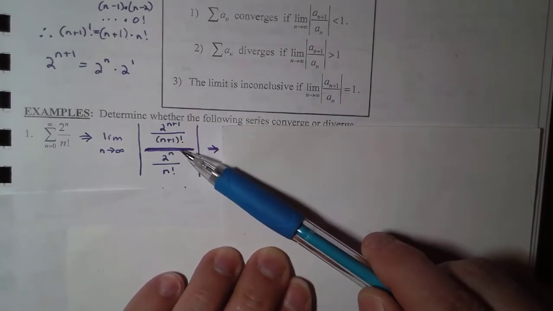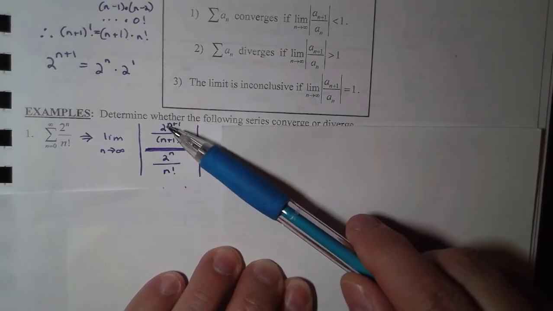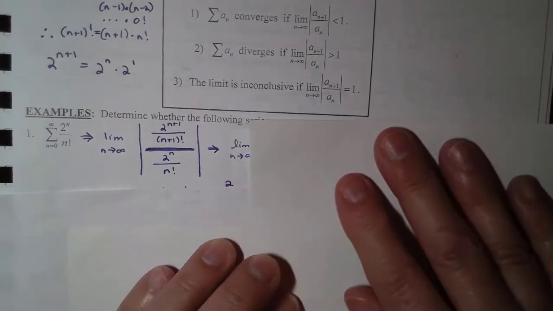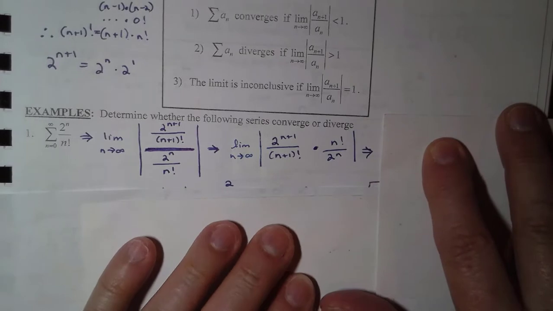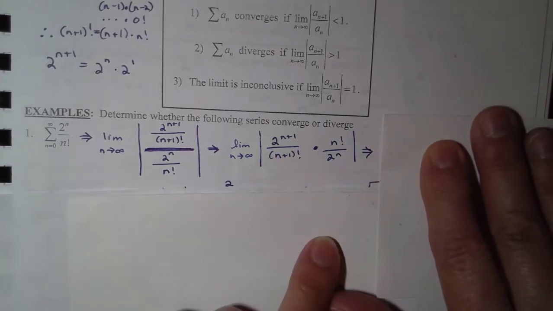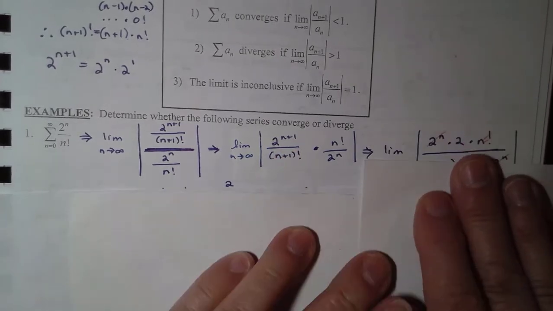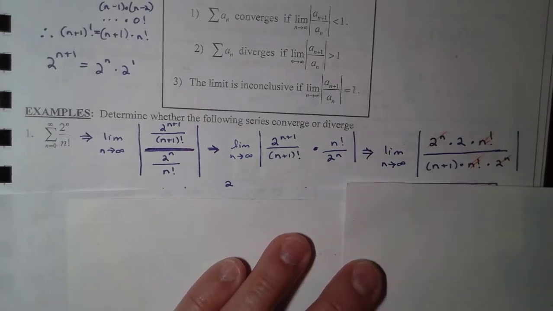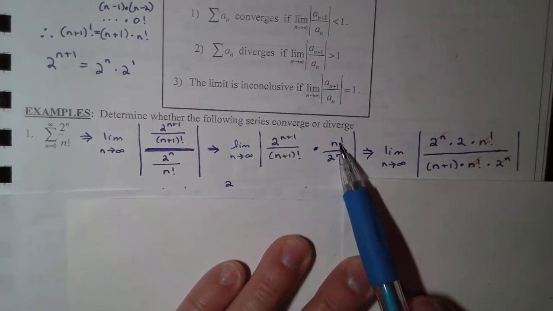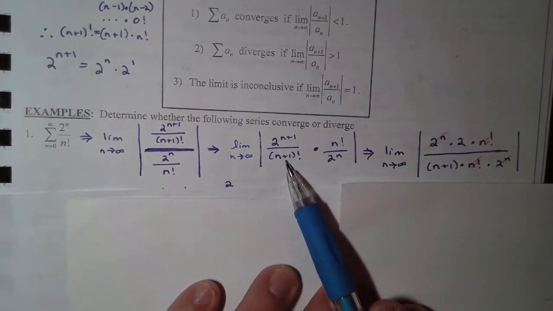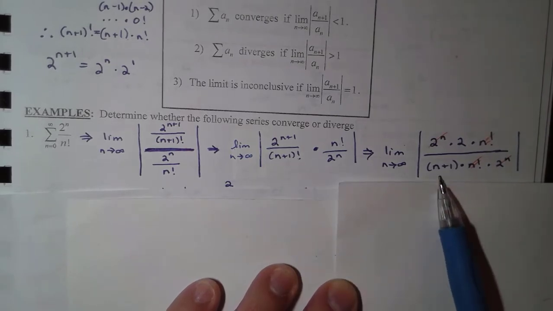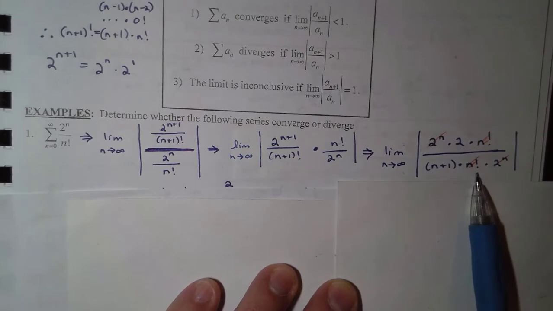This fraction divided by this fraction means this fraction times the reciprocal of that one. Okay. And what does 2 to the n plus 1 mean? It means 2 to the n times 2, times our n factorial. That's all in the numerator. This gives me, how can I simplify n plus 1 factorial? I can make it n plus 1 times n factorial, times 2 to the n.